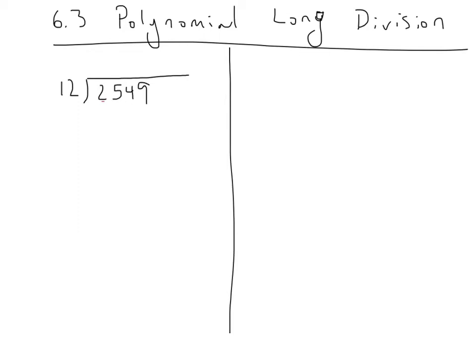okay, 12 doesn't go into 2, but it does go into 25 twice. And 2 times 12 is 24. So we subtract 24 from 25, we get 1, we bring down the 1. How many times is 12, we bring down the 4 and say how many times is 12 going into 14. It goes in once, and 1 times 12 is 12. Subtract 12 from 14, we get 2. And bring down the 9.